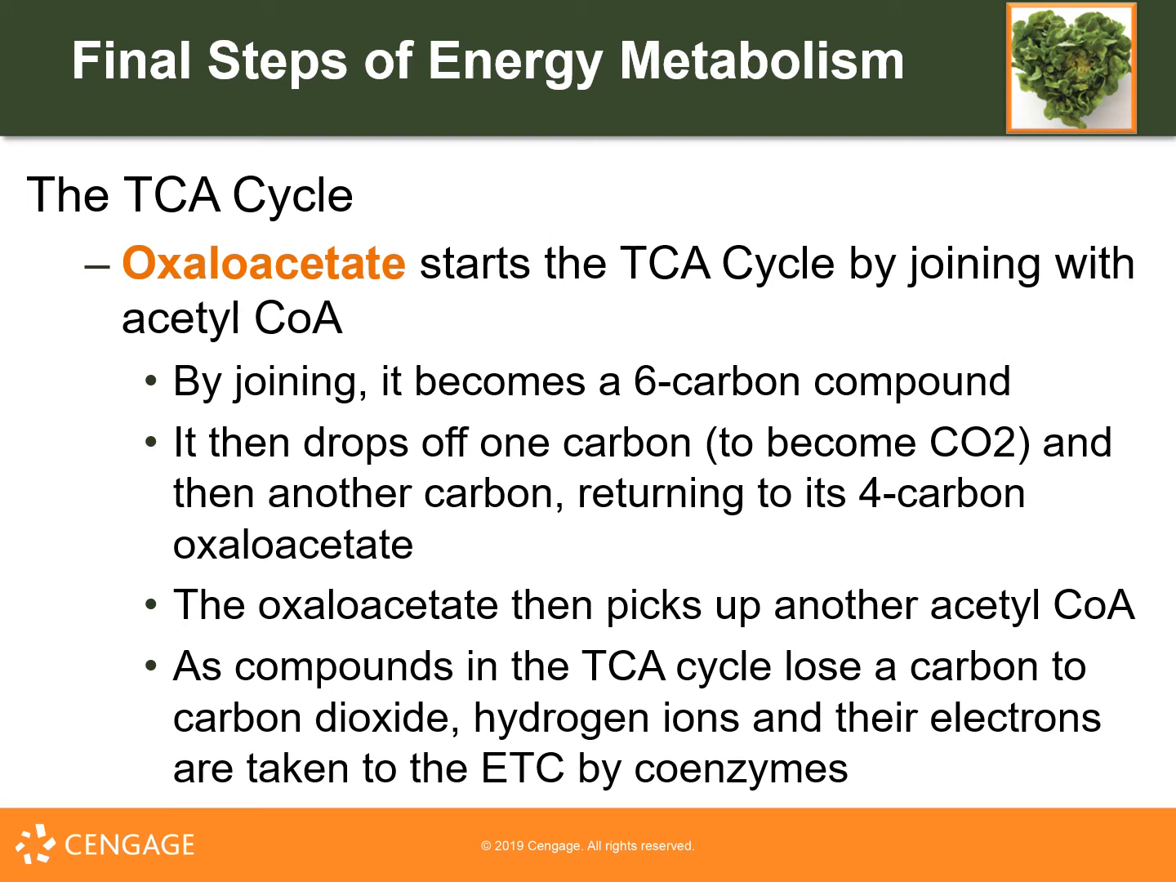As compounds in the TCA cycle lose a carbon to carbon dioxide, hydrogen ions and their electrons are taken to the electron transport chain by coenzymes. These coenzymes include B vitamins, niacin, and riboflavin. They act like taxis because they pick up something and drop them off at another location.